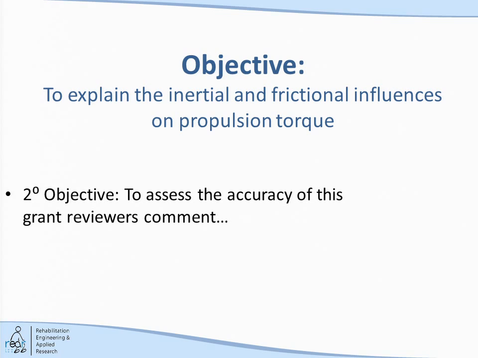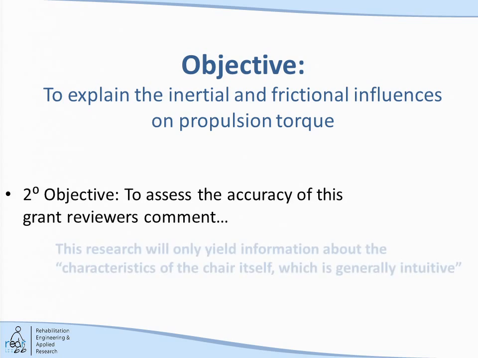My secondary objective is to assess the accuracy of this grant reviewer's comment. So I got a D on this proposal. I don't like getting Ds. I don't like giving Ds, and I don't like getting Ds. But I'm a biased person here, and what this grant reviewer says is this proposal is worthless because everything you're going to tell me is intuitive because you're just studying the chair. And that's all we were studying is the chair, full disclosure. So that's our secondary objective. We'll see how we do here.